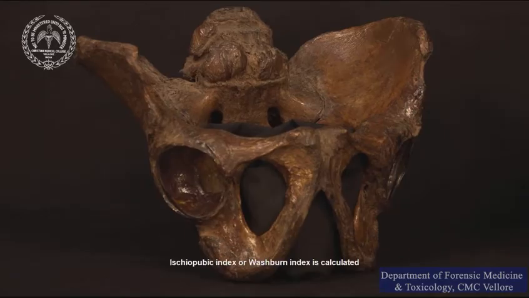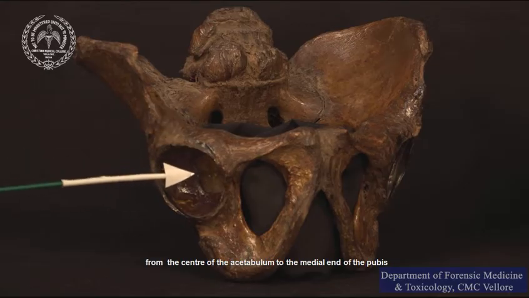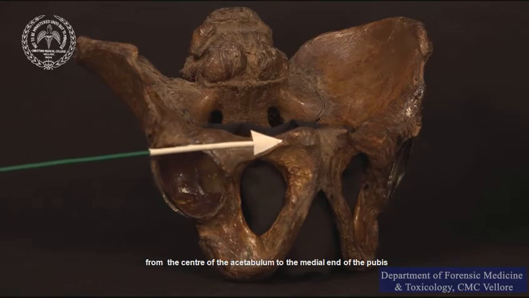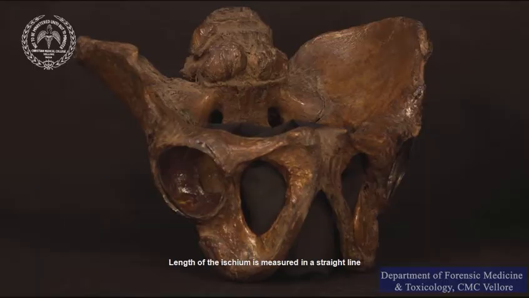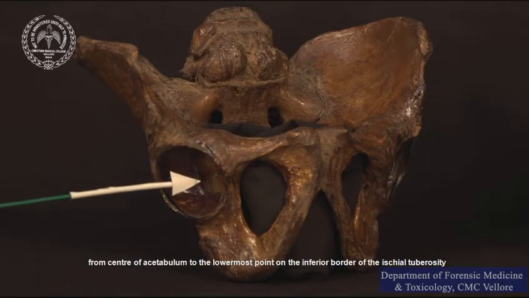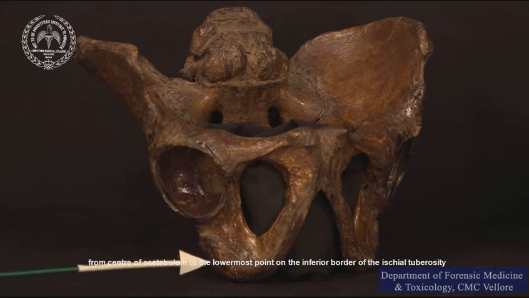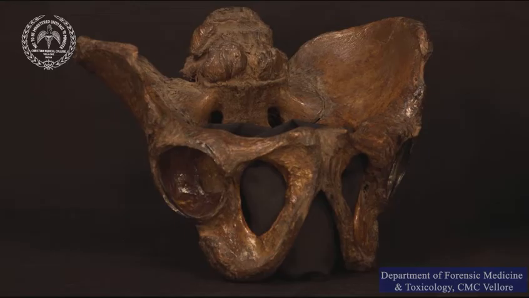Ischiopubic index or Washburn index is calculated by the ratio of length of the pubis by length of the ischium. Length of the pubis is measured in a straight line from the center of the acetabulum to the medial end of the pubis. Length of the ischium is measured in a straight line from the center of the acetabulum to the lowermost point on the inferior border of the ischial tuberosity.